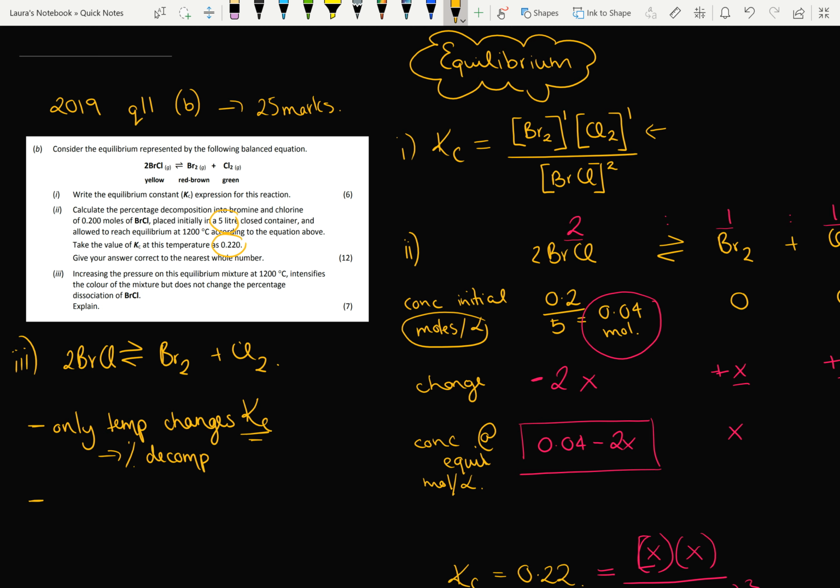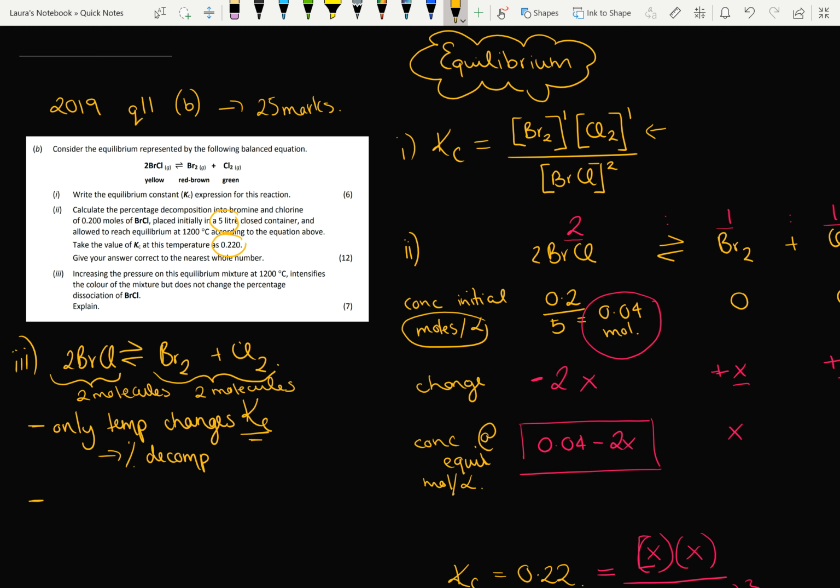Now, if we have a look at both sides of the equation, it is a gaseous equation, so by Le Chatelier's principle, pressure can actually have an effect on the position of equilibrium. Now, if we have a look, we've got two molecules on this side, and we've got two molecules on this side. So the number of molecules on both sides is the same. So that means that the pressure is not going to shift the position of equilibrium.